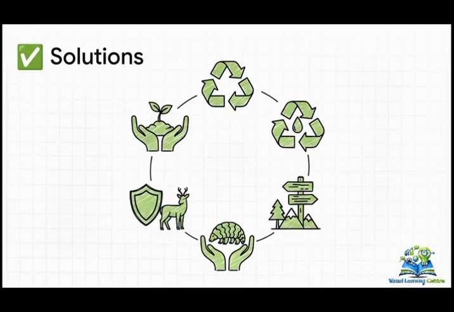But, and this is a really important but, it's not hopeless. We know what to do. We can bring back habitats by planting trees. We can reduce pollution. We can protect wildlife by creating national parks. Every single one of these actions helps push back against a threat and helps bring things back into balance.